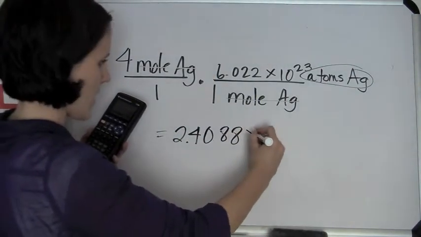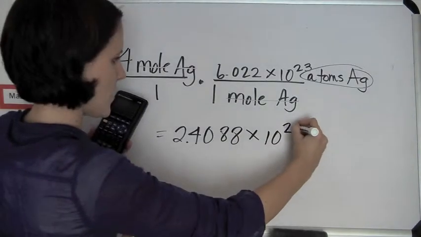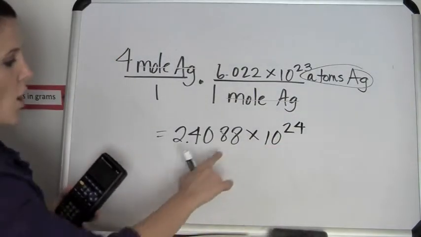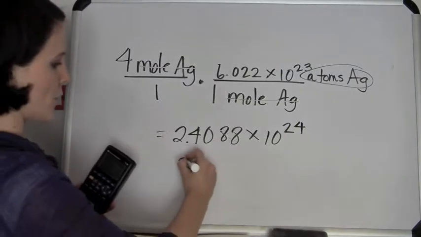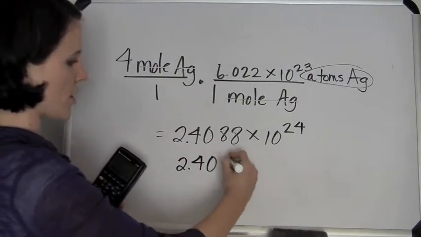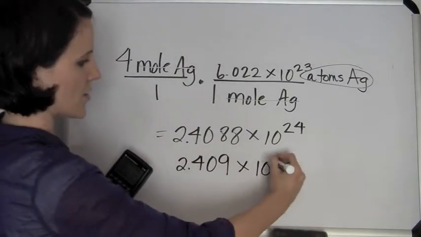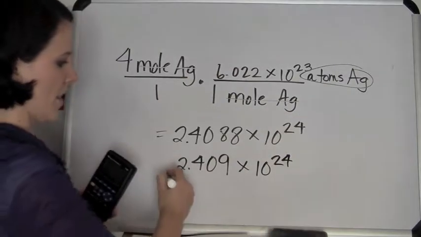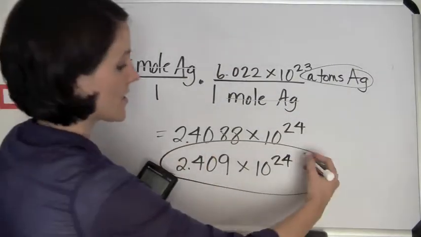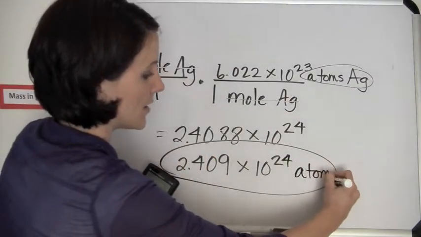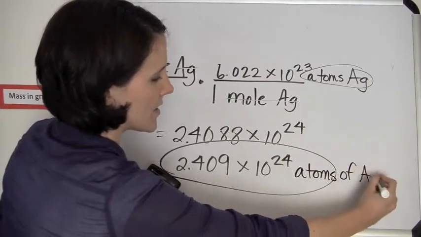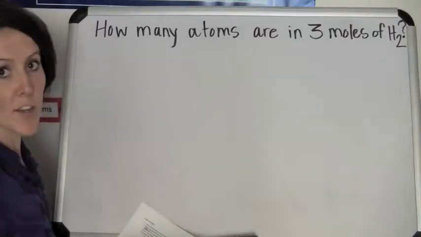2.4088 times 10 to the 24th. We'll go ahead and round that up to 2.409 times 10 to the 24th. Don't forget your units. This is atoms of silver. Let's do another example.